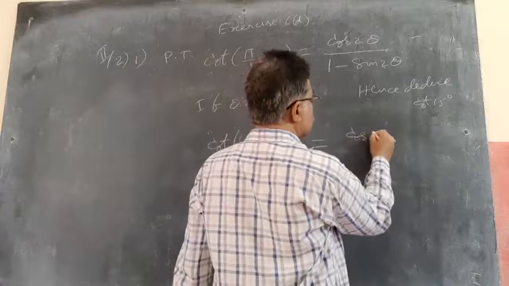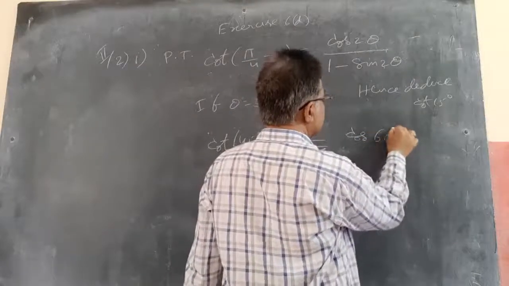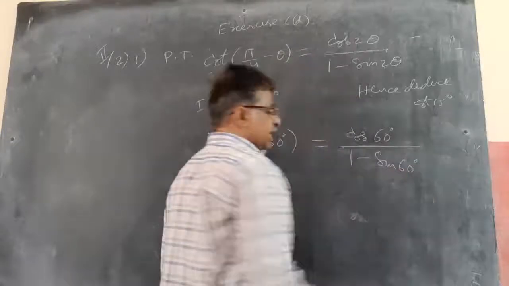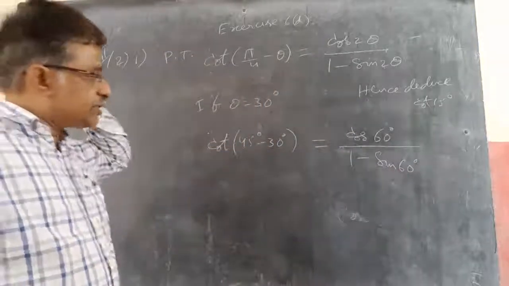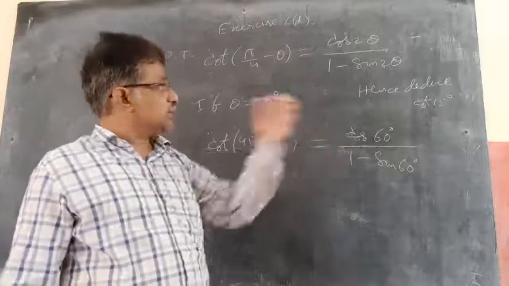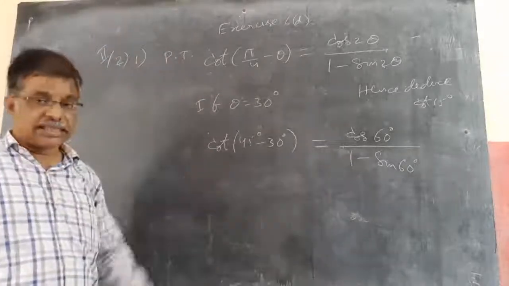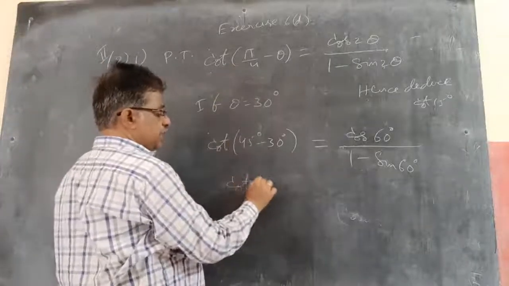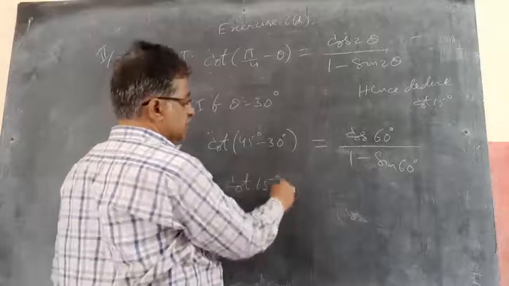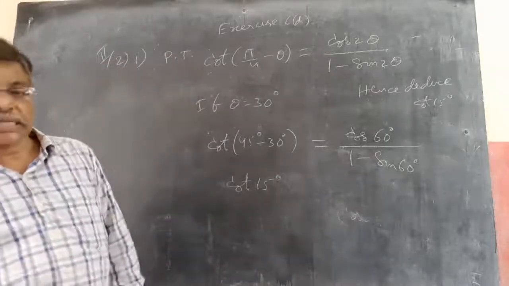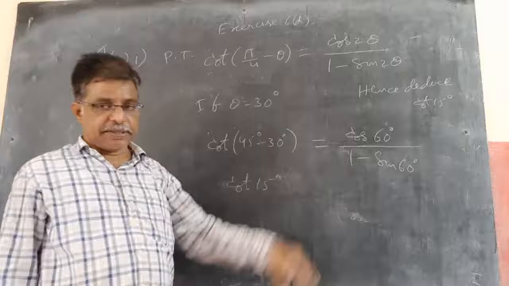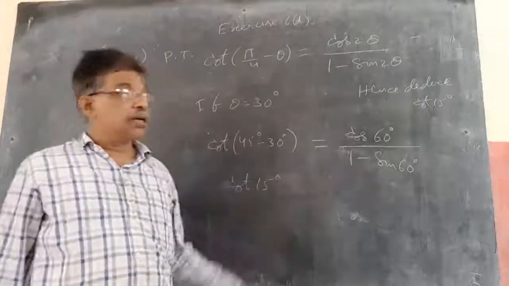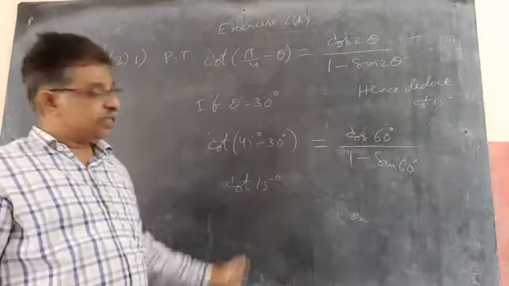So cos 2 into 30, which is cos 60 degrees, by 1 minus sin 2 into 30, which is sin 60 degrees. So from the given equation, I am finding the value of cot 15 degrees. Another way, we already discussed: cot 15 is cot of 45 minus 30, and you can use the cot of a minus b formula. But it is asking "hence reduce", which means we need to find it from the result. So using the result only we need to find it. That's why I am using this.